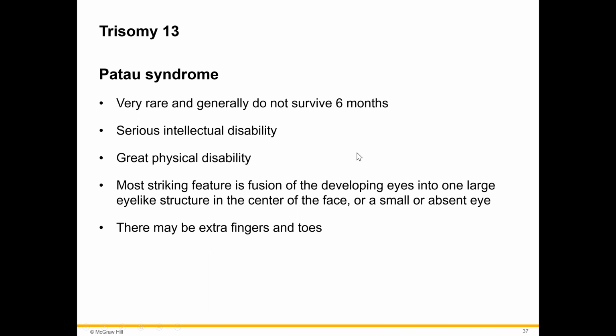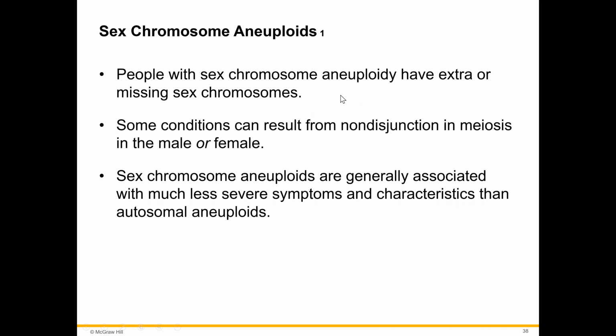Now, Patau syndrome, remember, is trisomy 13. And it's really a very devastating and very scary condition. So I couldn't even put a picture over here to show it to you, but you can Google it yourself. Now, what we talked about is when we have an extra autosome, right? Extra chromosome 13, extra chromosome 18, extra chromosome 21.